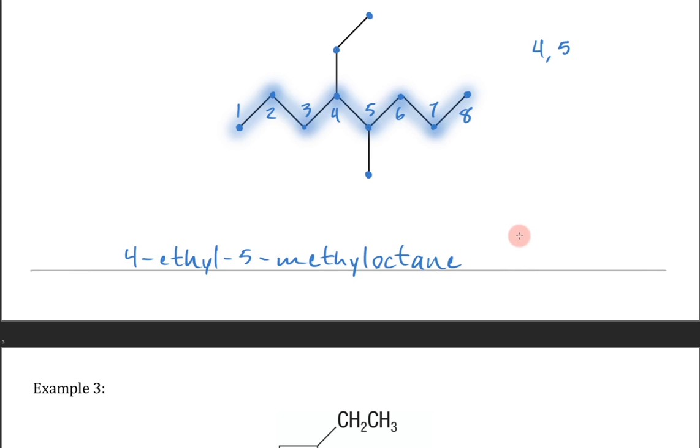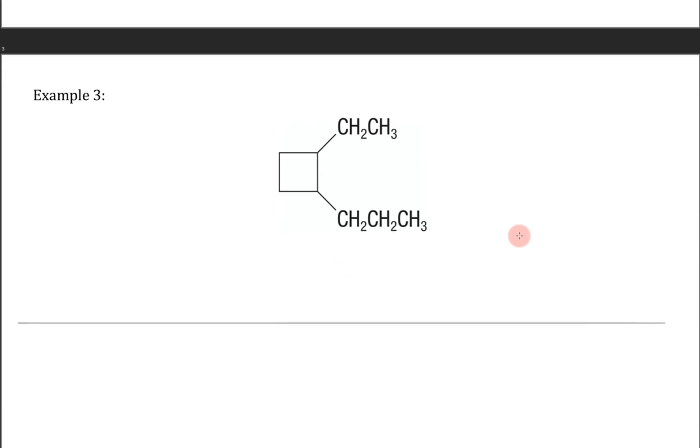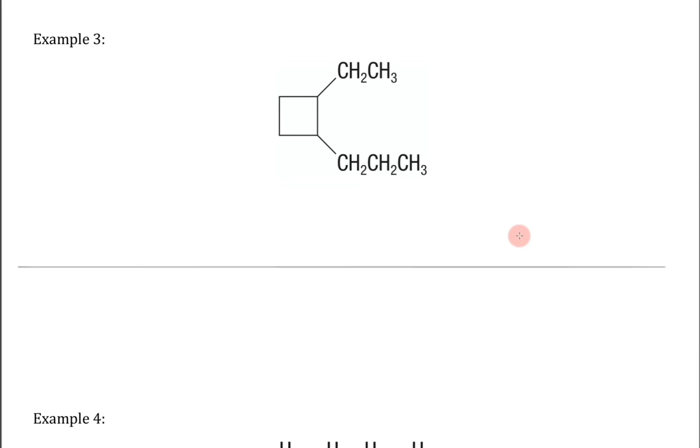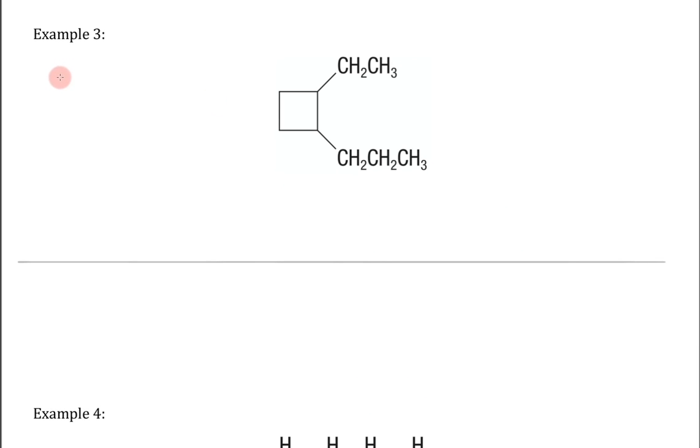All right, let's do example 3 now. Example 3 is what we call a cycloalkane. I purposefully chose this example so that we can learn how to name cycloalkanes. A cycloalkane, you may remember from Friday, is simply an alkane that has the carbon atoms bonded into a ring. And so we can see in this example that we have 4 carbon atoms bonded into a ring.